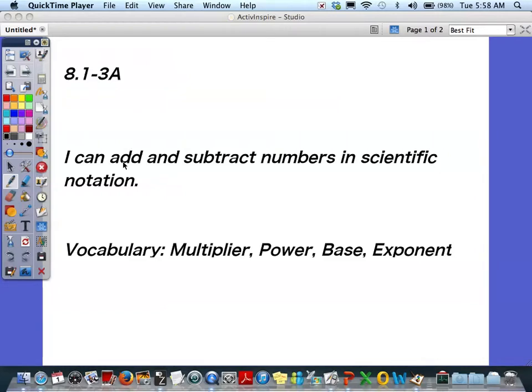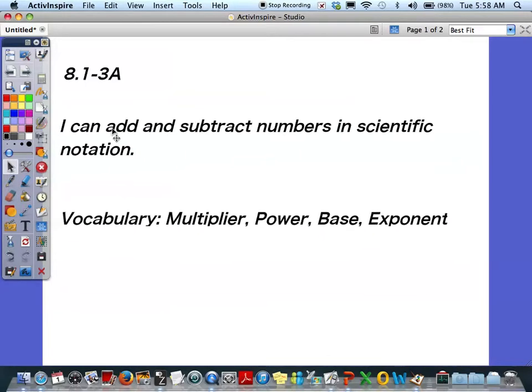The I can statement for this lesson is listed right here. I can add and subtract numbers in scientific notation. There are not a lot of unknown words in this I can statement, but I just want to remind you that scientific notation is a multiplication expression of a number.